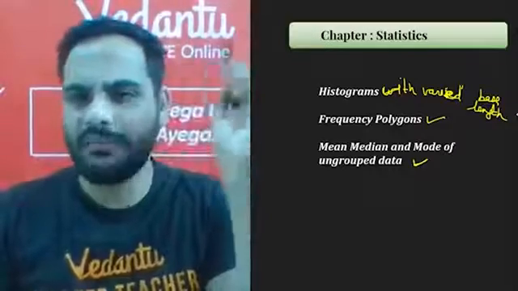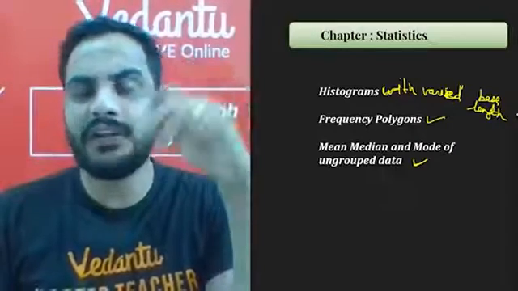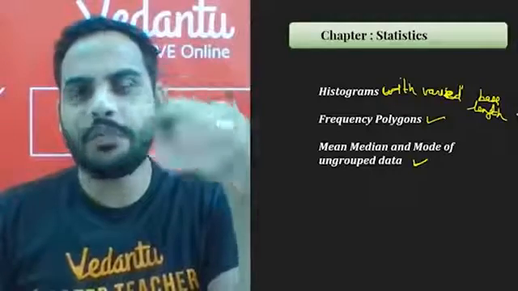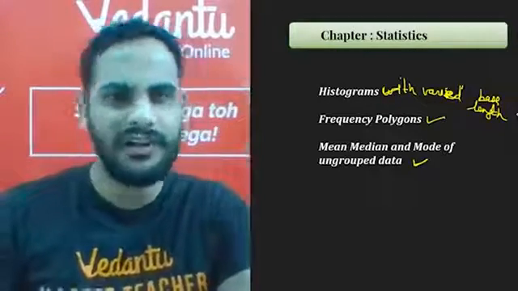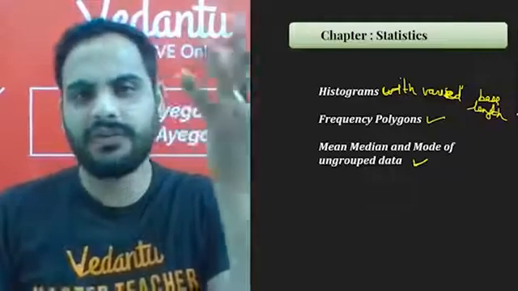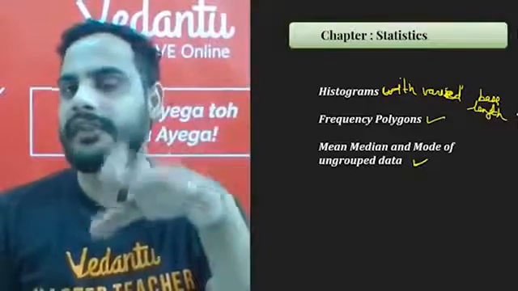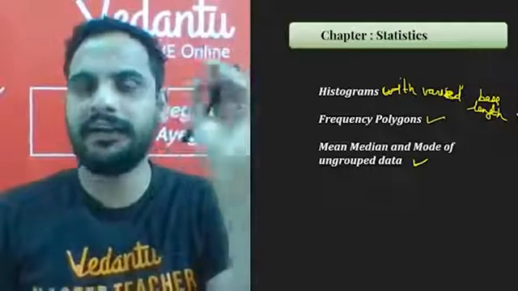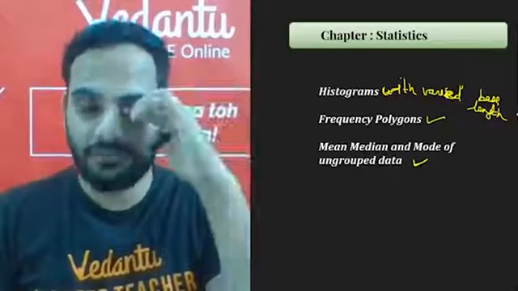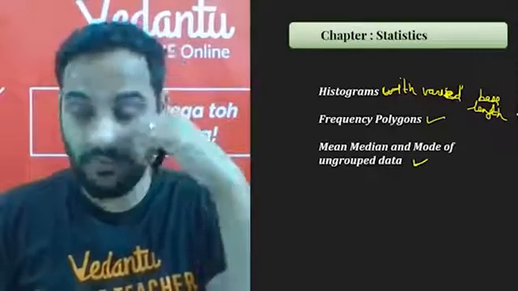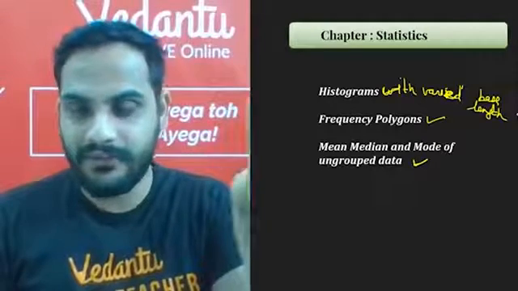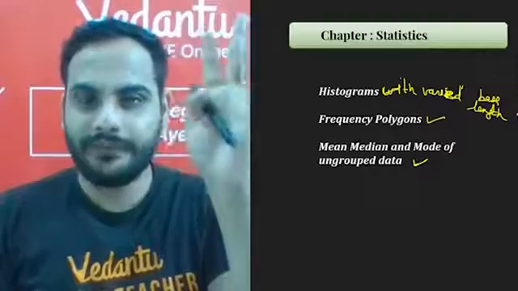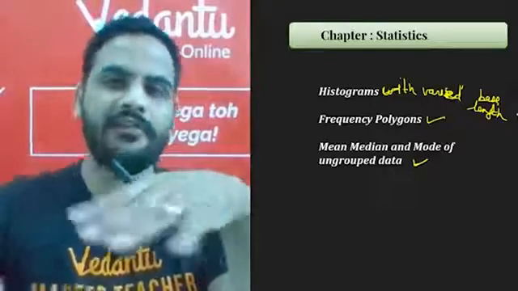Frequency polygon has been completely removed. Mean, median and mode of the ungrouped data is removed because you have already learned it in your previous grade. The grouped data part is still there. So you can do it easily. Statistics now is very easy for you. Bar graph is still there, double bar graph is still there. But now statistics is very easy.